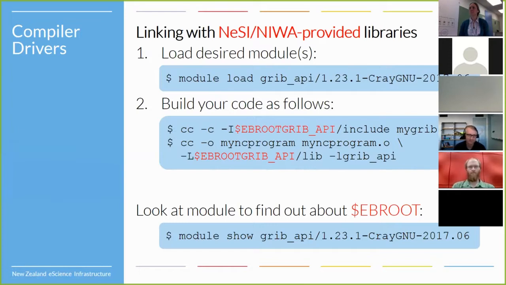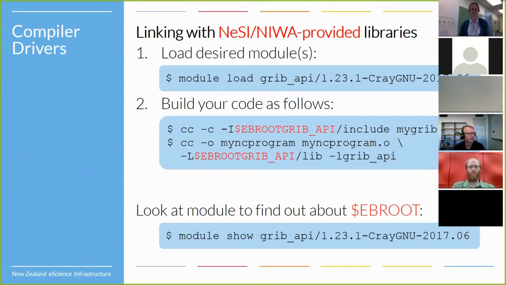So we might be able to find out at some point how to make it automatic and might be able to deliver it that way. But at least for the moment, you have to point the compilers or the compiler driver to the location of these libraries. So in this particular case, it's the grib API library. That's the software that's used for weather forecasting and climate science.